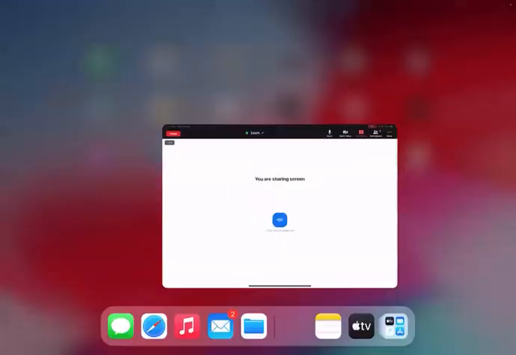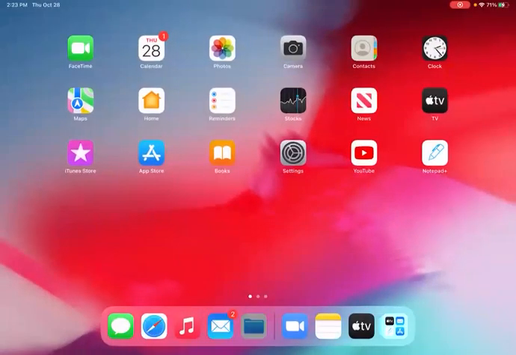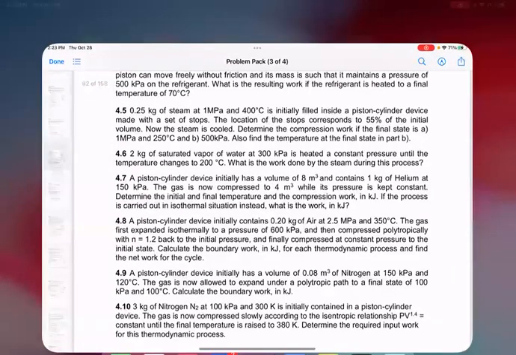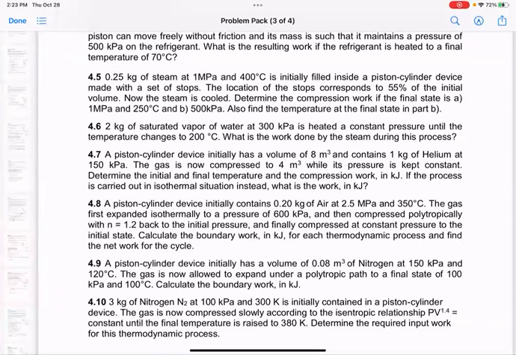All right, now we're going to do question 4.8. A piston cylinder device initially contains 0.2 kilograms of air at 2.5 megapascals and 350 degrees Celsius.